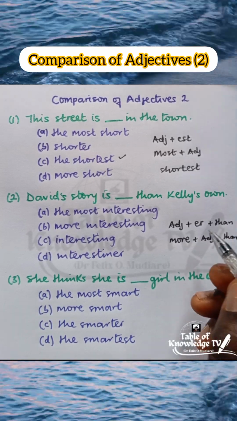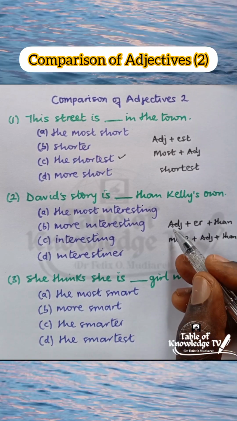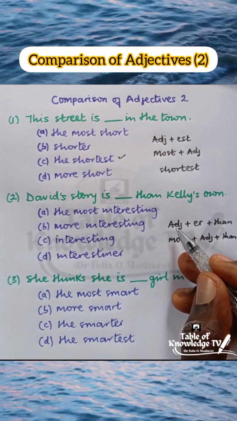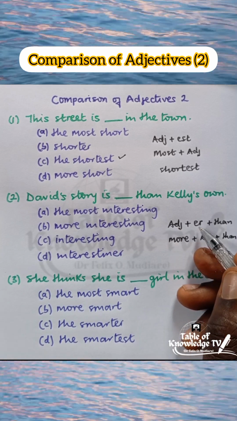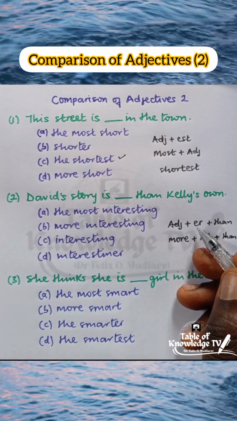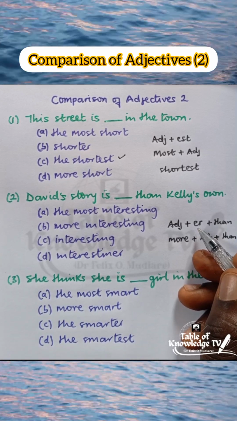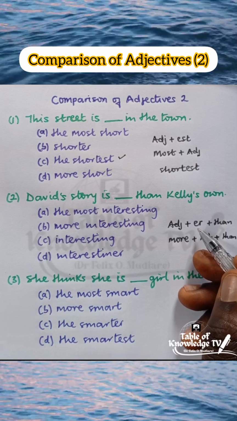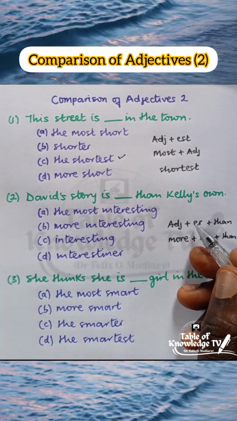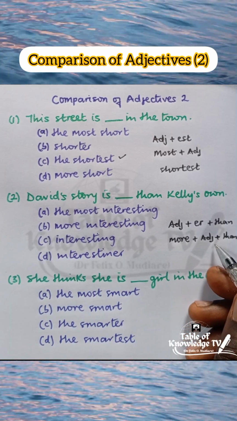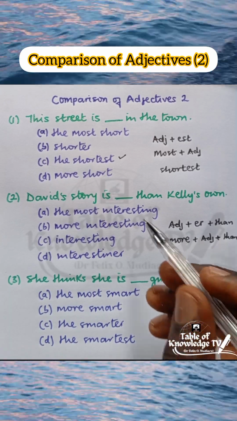Now, you use the first formula, adjective plus er, if the adjective word is just 1 syllable or such that by the time you add er to it, the entire word formed will be not more than 2 syllables. But if the adjective word is more than 1 syllable or such that when you add er, it will go to 3 or more syllables, then you use the second formula, more plus the adjective word.